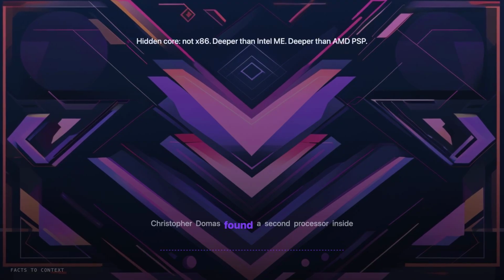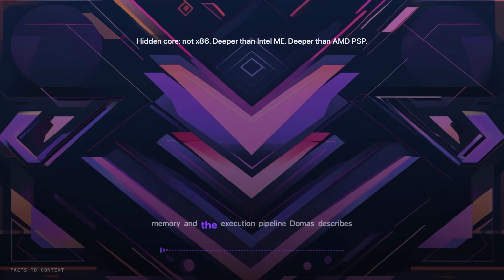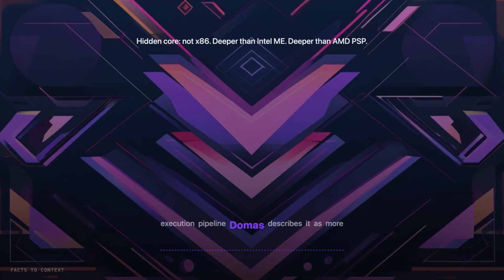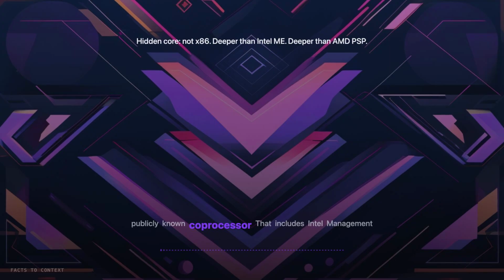Christopher Domas found a second processor inside a VIA C3. It is not x86. It runs alongside the main core. It has direct access to the full register file, all system memory, and the execution pipeline. Domas describes it as more deeply embedded than any publicly known coprocessor.